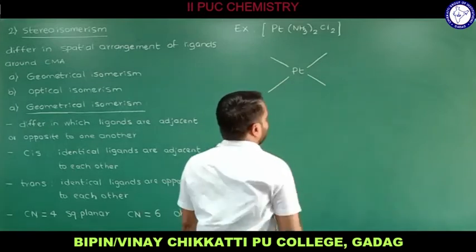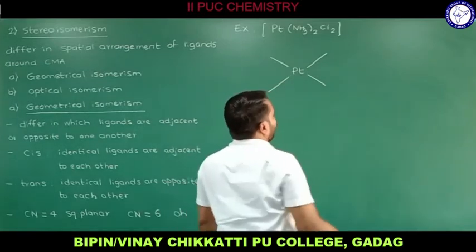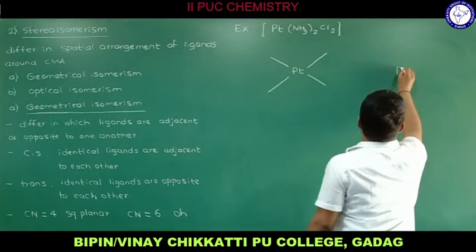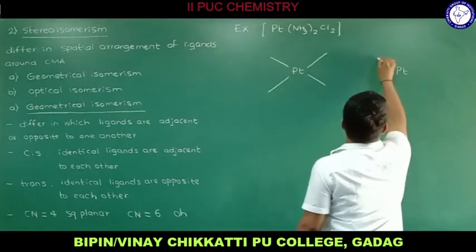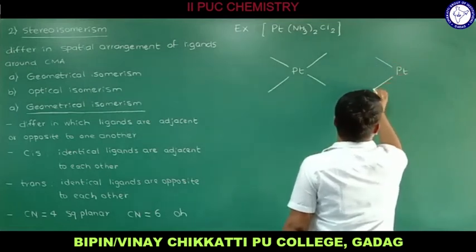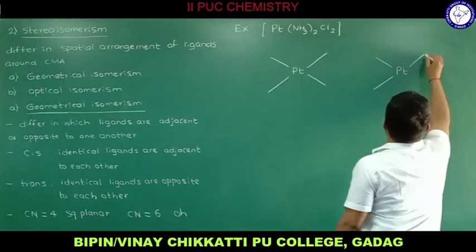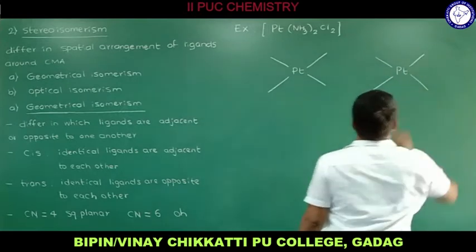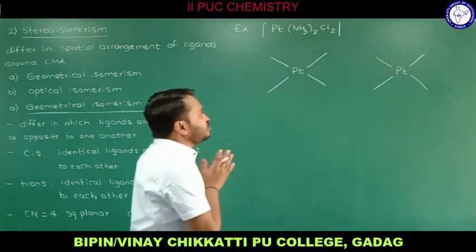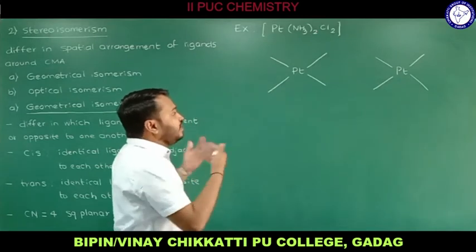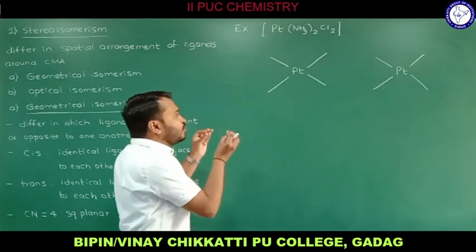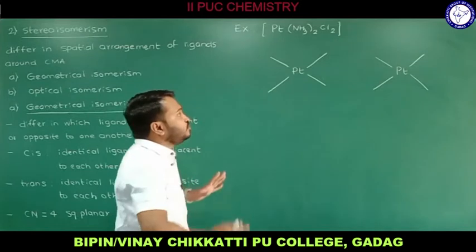So these are the 4 corners. This is one isomer that I am going to draw here, and one more isomer I will draw here. These are the two coordination bonds, or the coordination number ligands we are supposed to write. One is cis and one is trans. Now, how to draw the isomer of cis and how to draw the isomer of trans, you just observe here.